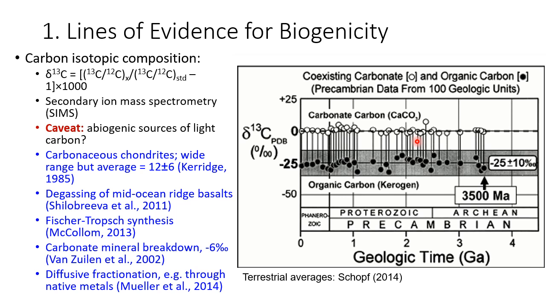You could also imagine diffusive fractionation of carbon through native metals, which has been shown to fractionate carbon-12 from carbon-13. Now, native metals are relatively rare in Earth's crust and tend to be formed only in the sort of ore systems, hydrothermal systems around cooling magma bodies. So this would be a very spatially specific source of abiotic light carbon.